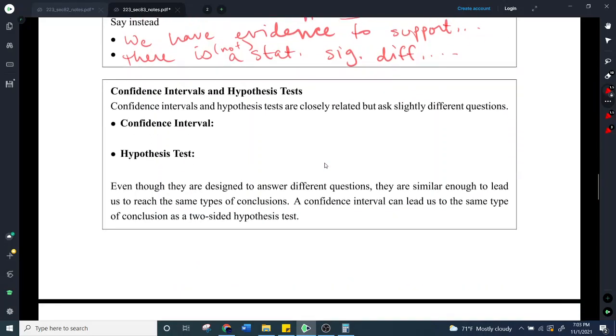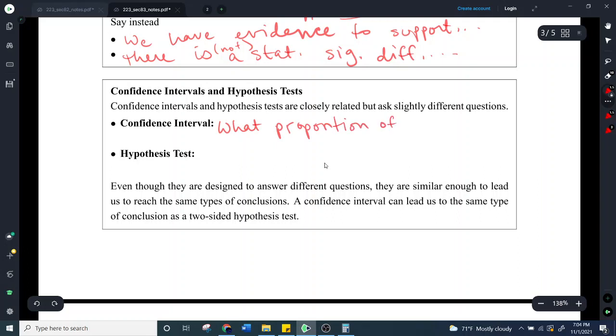All right, let's look at confidence intervals and hypothesis testing. So very closely related are confidence intervals and hypothesis testing. I remember I mentioned this the other day, that they go hand in hand. They really do complement each other. But the questions that one asks versus the other are slightly different. So for a confidence interval, the question might be something like this: what proportion of the population feels a certain way about a survey question?